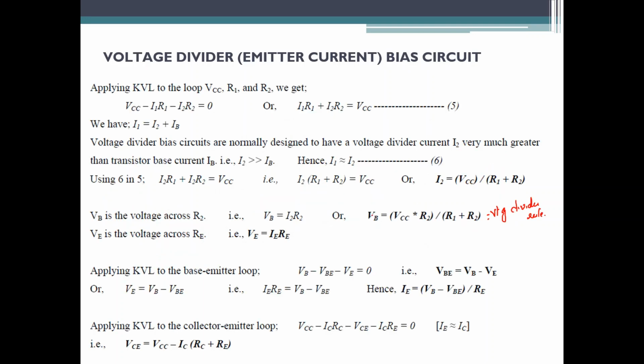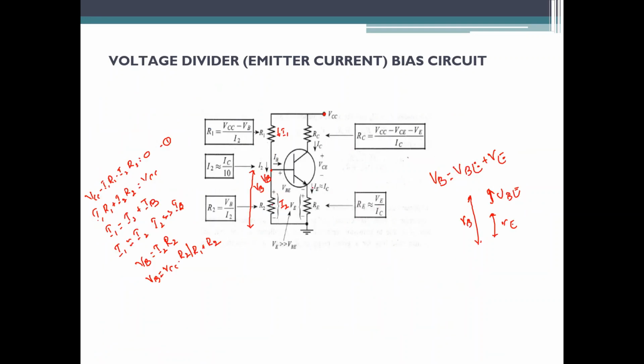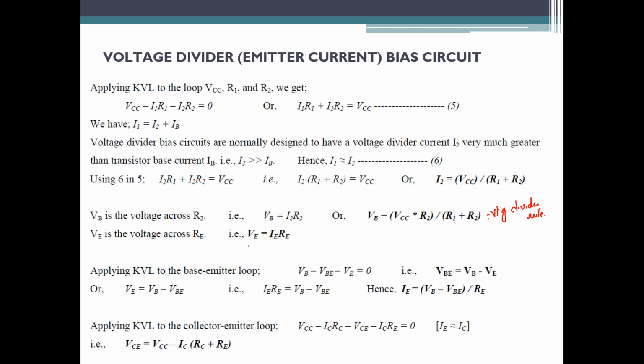See here. VE is the voltage across RE, where VE is equal to IE into RE. The current flowing through this resistance is IE. So VE will be equal to the drop across RE, that is IE into RE. You cannot say that IE is equal to IC plus IB, because IB is comparatively very small, right? So I'll ignore that. I can say IC is equal to IE itself. So they have written VE is equal to IE into RE.